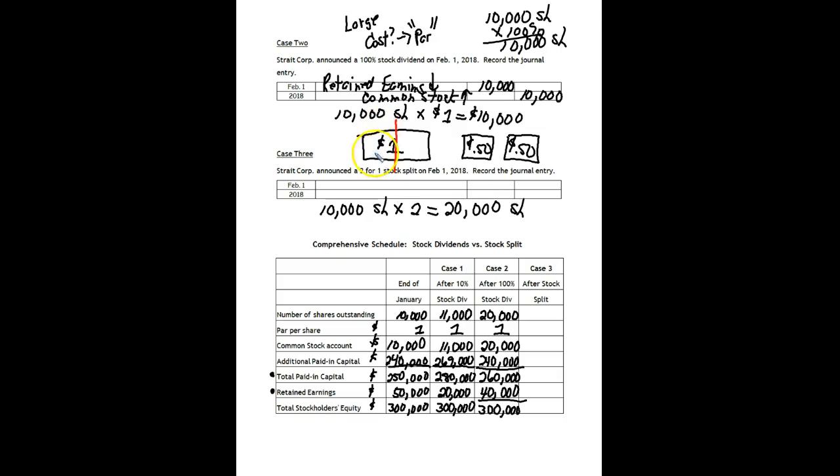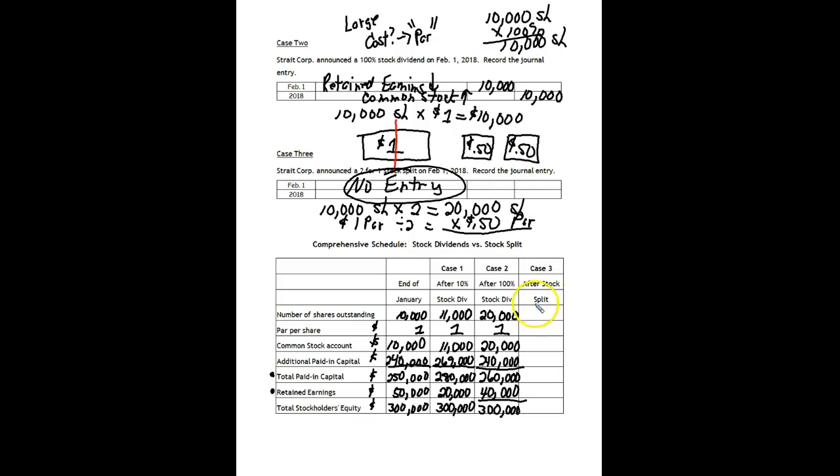So 2 for 1. So we pull in this 1 share of stock, and we split it into 2. So it's still a total of $1 par, but now it's 2 certificates, 2 shares of stock. So we're going to have 20,000 shares, and par value now is 50 cents. So I take $1 par, and I divide by 2 to get my 50 cents par value. Okay? All right. There is actually no journal entry for stock splits. Okay? There's no journal entry for this.